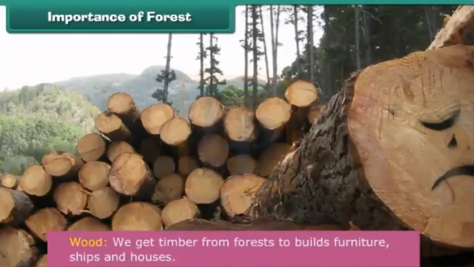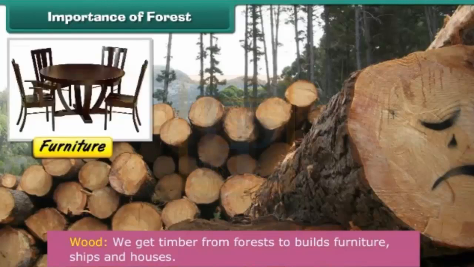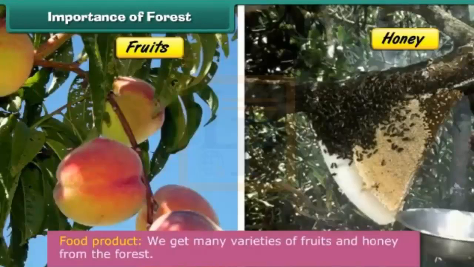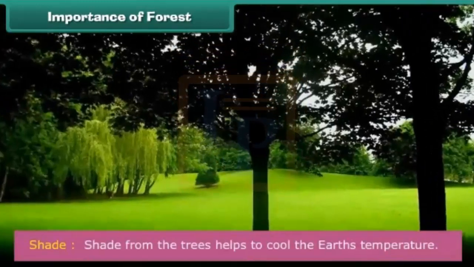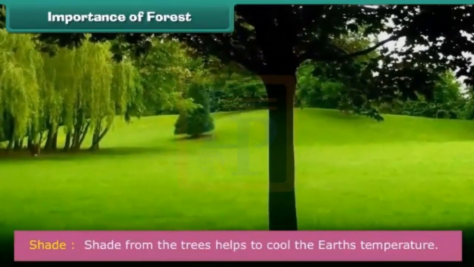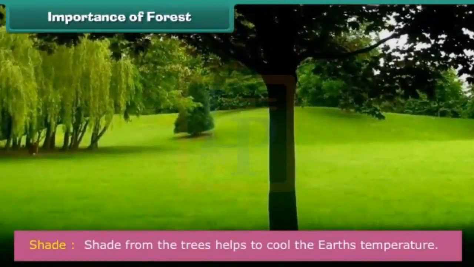Wood. We get timber from forests to build furniture, ships, and houses. Food product. We get many varieties of fruits and honey from the forest. Shade. By cooling the air and ground around them, the shade from the forest trees helps to cool Earth's temperature.